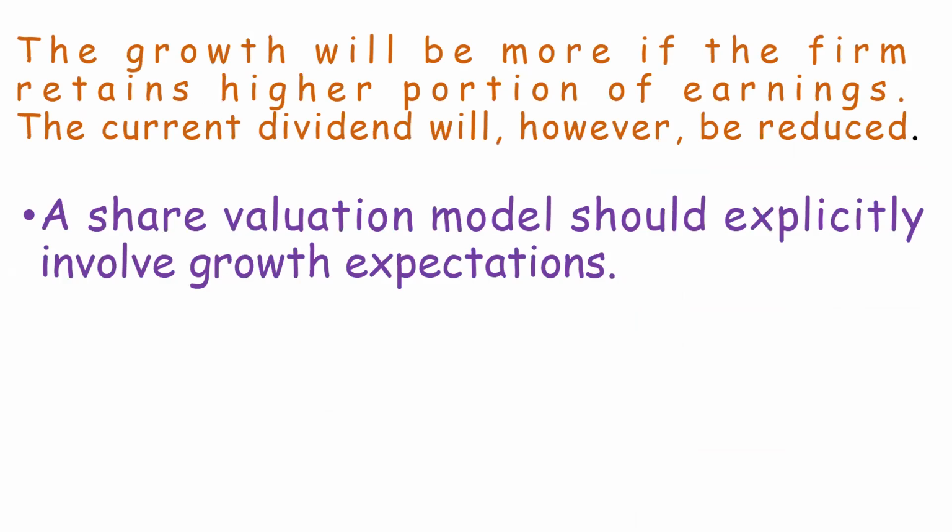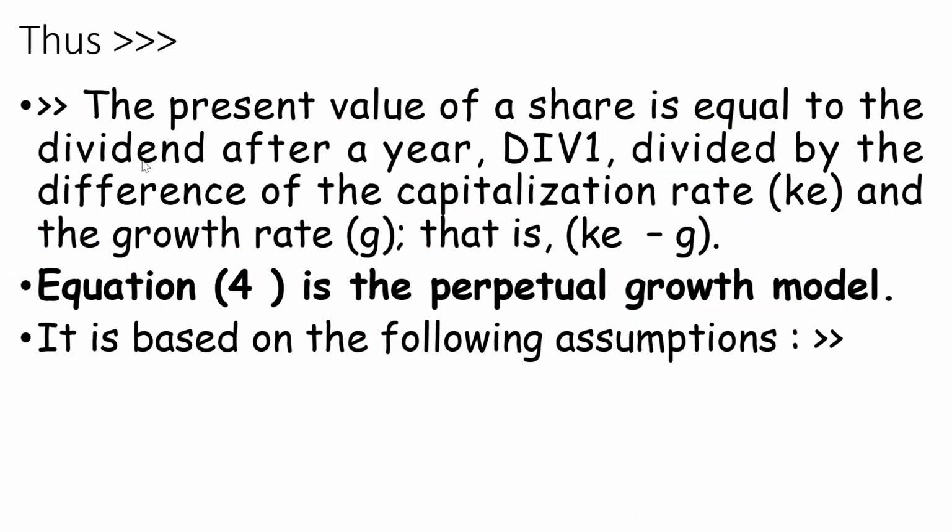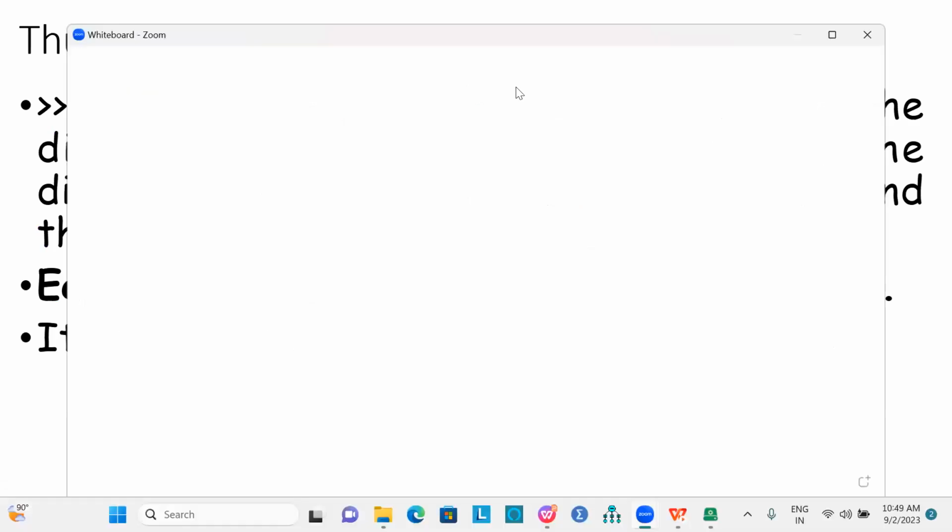So the present value of a share is equal to the dividend after a year divided by this. This is what is known as the perpetual growth model. For this, we'll go to the board. Can you see the board? Yes, ma'am.